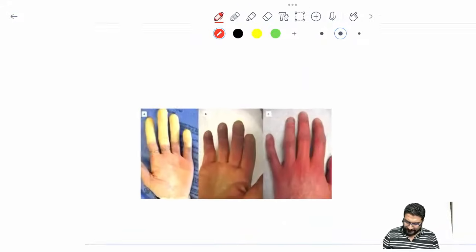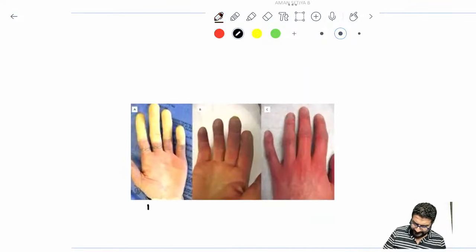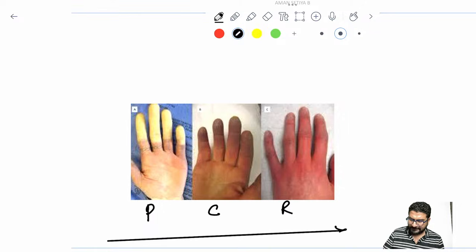Okay, this is Raynaud phenomena. You can see color change sequence. So initially it is pale. Pale means white. Cyanosis means blue. Red means red. So remember PCR: pale, cyanosis, and red.